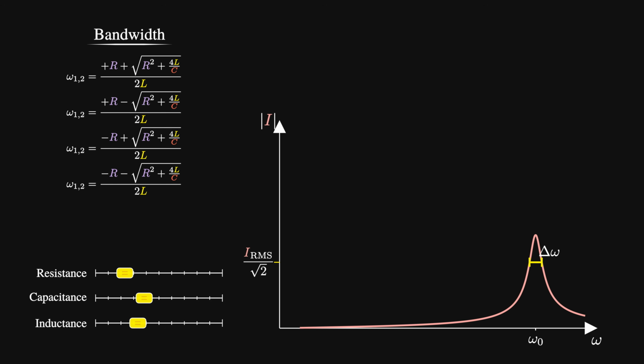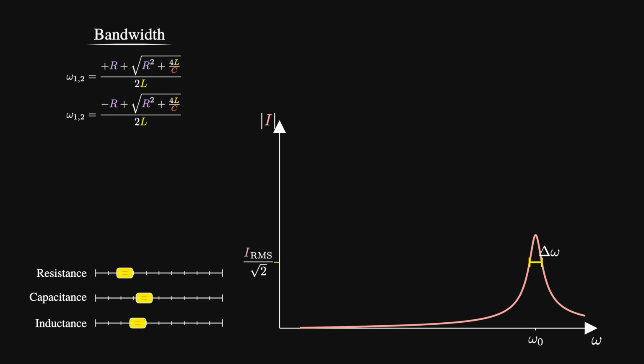However, we can clearly see that our frequencies have to be positive. Out of these 4, we know this one is going to have to be negative. And we can also see that this numerator will be negative, because this R is always going to be smaller than the square root of R squared plus 4L over C. So, we are left with these equations for omega 1 and omega 2.